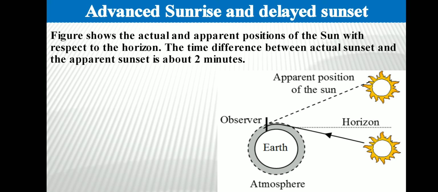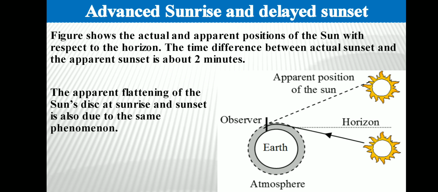The figure shows the actual and apparent position of the sun with respect to the horizon. This is the horizon line, and you can see here the early sunrise of 2 minutes due to refraction. So the difference between the actual sunset and the apparent sunset is about 2 minutes. It is approximately 2 minutes. The apparent flattening of the sun's disk at sunrise and sunset is also due to the same phenomenon, that is atmospheric refraction.